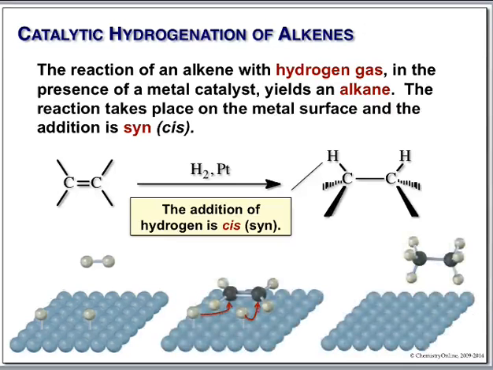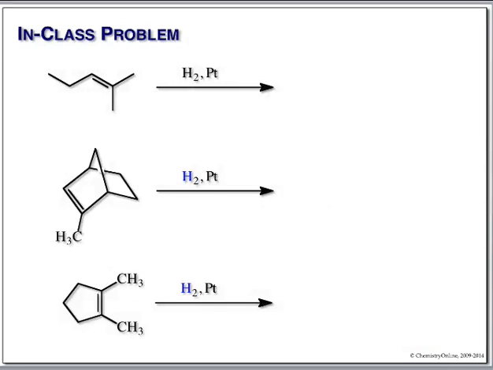And all that happens, hydrogens move on the same face over to here, and they wind up bonded next to each other. Properly said, the hydrogen is adsorbed, with a D, adsorbed to the surface. The alkene adsorbs to the surface as well. The two hydrogens slide over simultaneously from the same face to give cis addition. Trivial reaction.